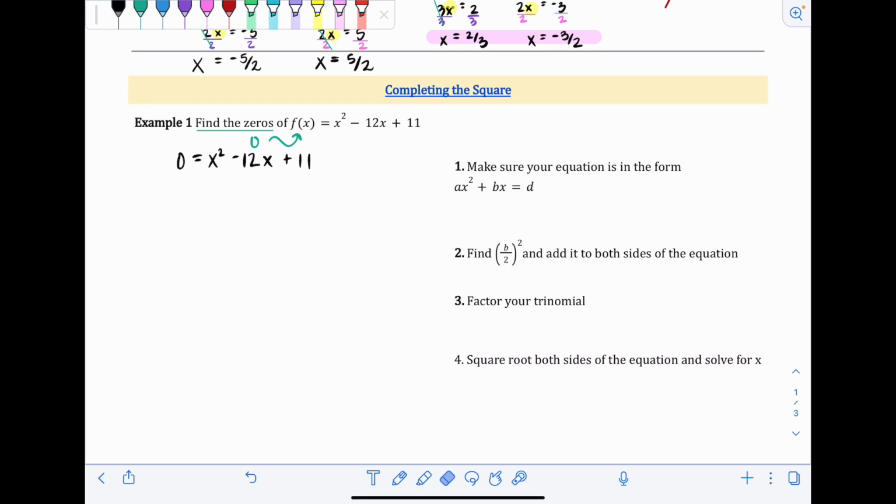I'm going to move my 0 over there. So it's totally okay if we do that. Instead of putting equals 0 on the left side, I'm going to move it over here. It doesn't change the value or anything.